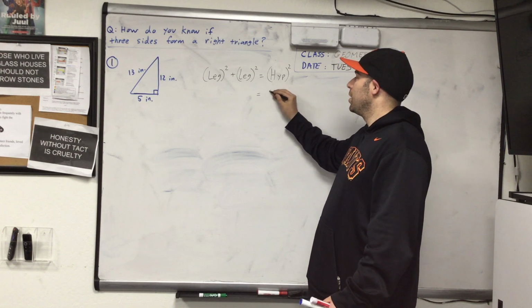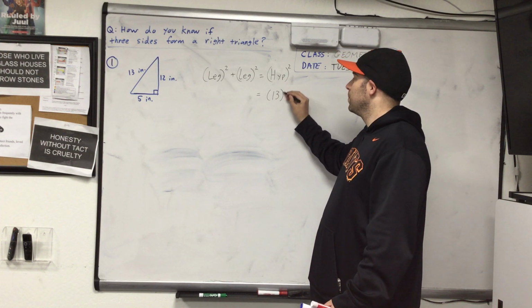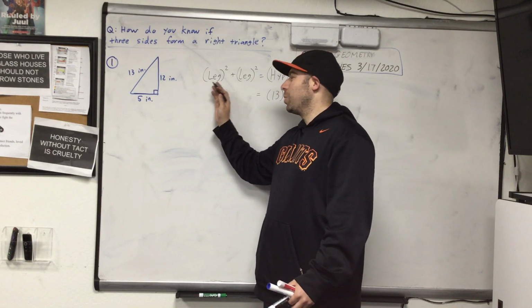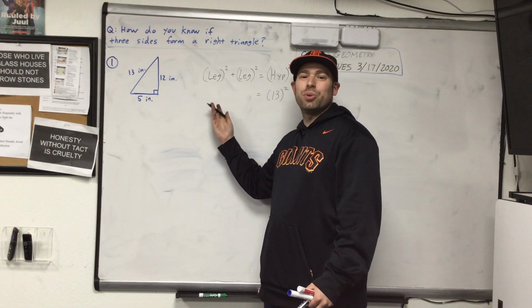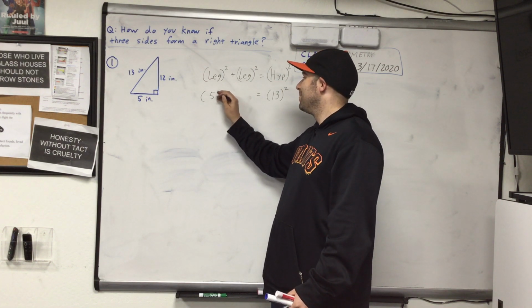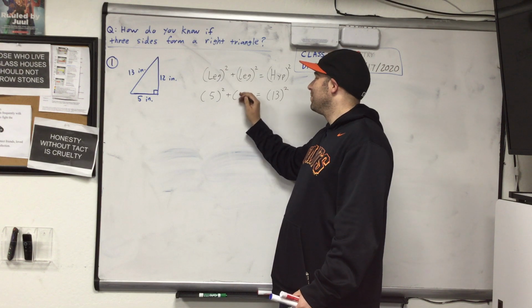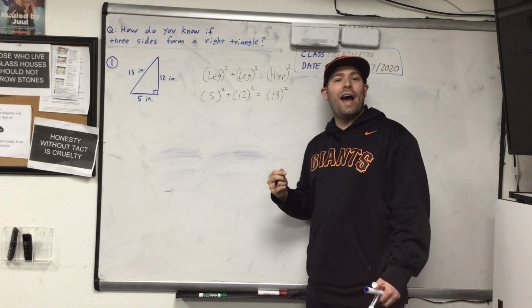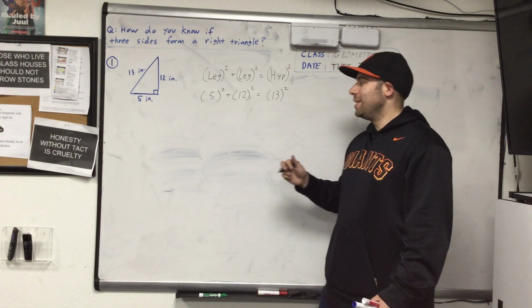So I'm going to call that 13 squared. The other two legs, it doesn't matter which order they go. You can go short squared plus medium squared, or medium squared plus short squared. Either way, the two legs must get squared. Okay, so now let's square these and let's add them up in the end.